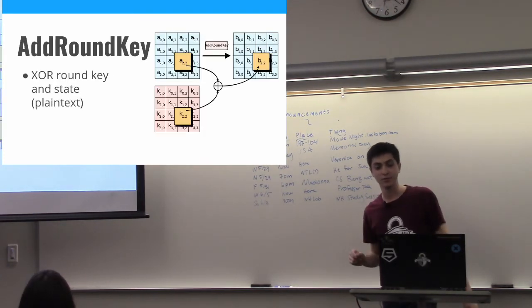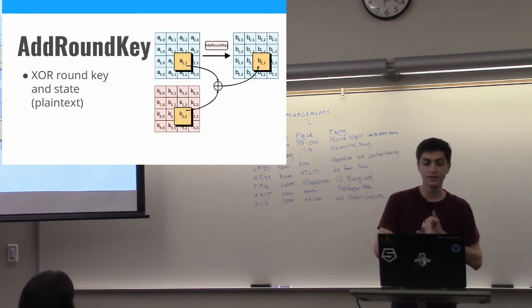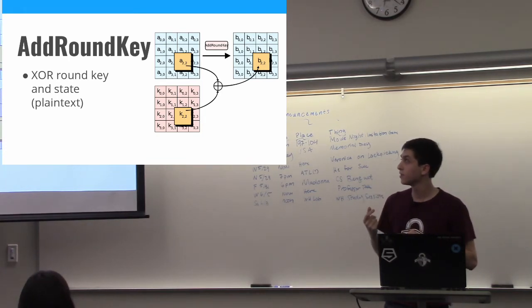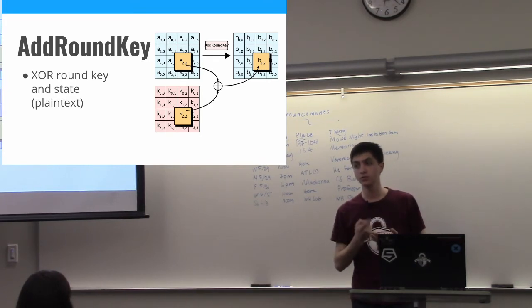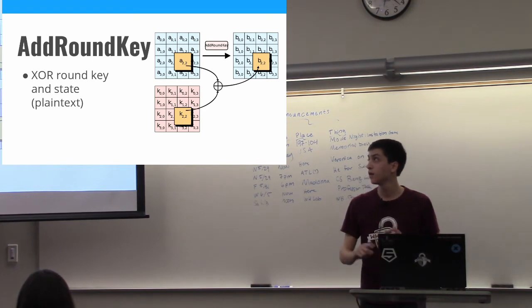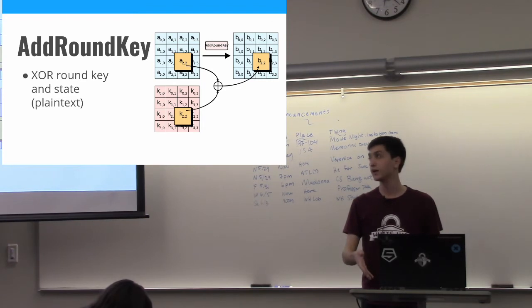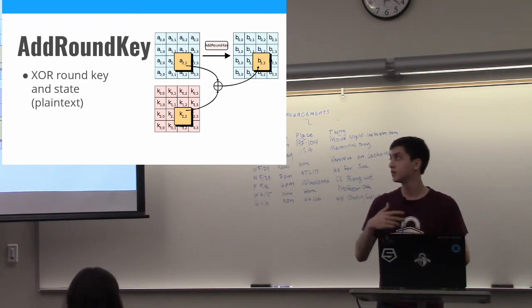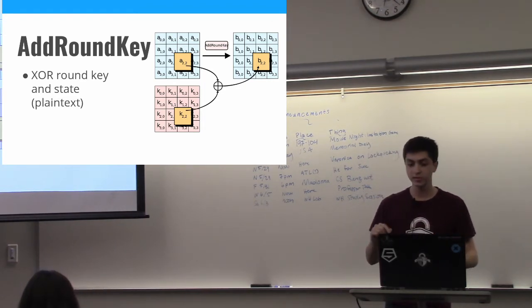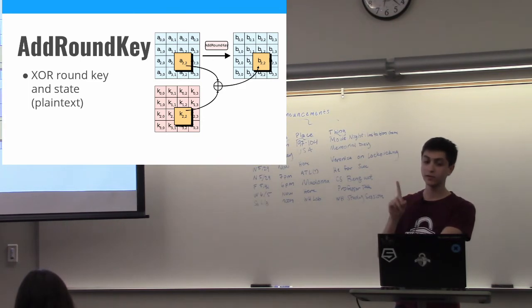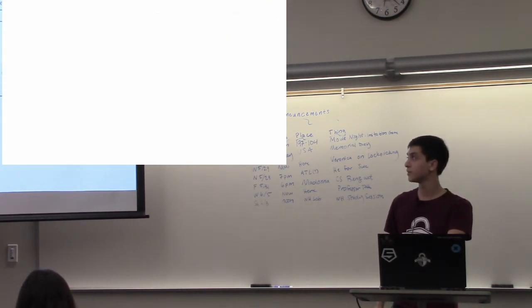Add round key, this is important. What add round key does is XOR the round key and the state. The important thing to note is that for the initial add round key, the round key is going to be the initial key that we feed into AES, and the state is going to be the plaintext that we feed into AES. So it's two things, one that we know and one that we don't. We don't know the key, we know the plaintext, and that's important. It's only one unknown, which helps simplify things.